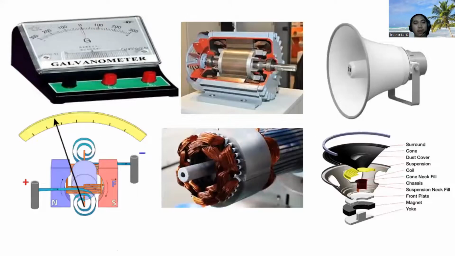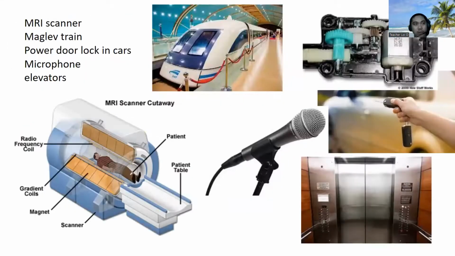Okay, so these are examples of devices with electromagnets. So ito yung coils. Yan po yung coil. Ito yung wires. And then ito yung iron rod. At yung coils, nakapulupot yan dito, dun sa iron rod. So MRI scanner, maglev train, power door locks in car, microphones, and elevators have electromagnets.